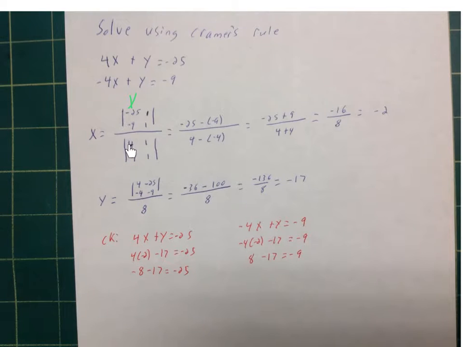I'll start with the denominator. You multiply this diagonal, which will be 4. Then you always subtract this diagonal, which will be negative 4. And 4 minus negative 4 will be 4 plus 4, so the denominator works out to 8.